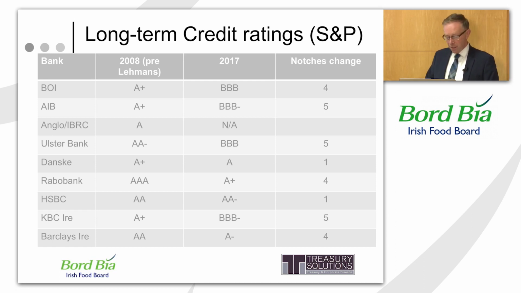So you can see that there was one AAA rated bank at that time, which is Rabobank. Rabobank are now A+, they're 4 notches lower. In the Irish banks, both Bank of Ireland and AIB were A+, and they are now down at BBB and BBB minus. And if you recall from the previous slide, BBB minus is the lowest level of investment grade credit rating that you can get, and so on and so forth.